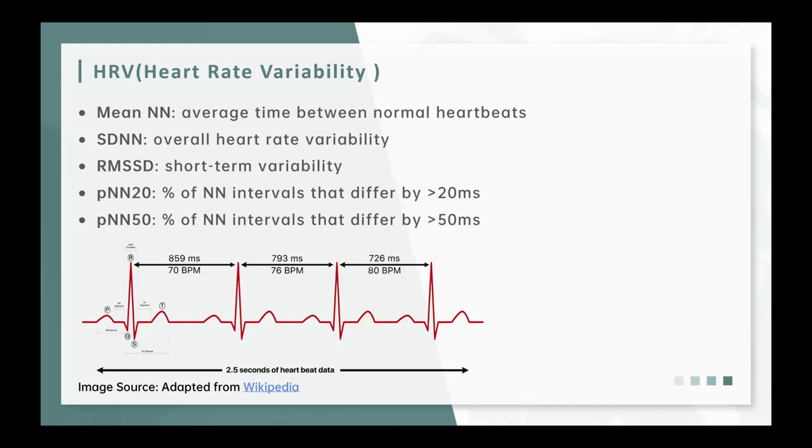The first feature, mean NN, is the average time between normal heartbeats. And then the SDNN shows how much this NN interval varies overall. It reflects the total variability in heart rate. RMSSD measures how much the interval changes from one beat to the next. It shows short-term fluctuations. pNN20 and pNN50 mean the percentage of neighboring NN intervals that differ by more than 20 or 50 milliseconds. Together, these features describe how heart activity changes over time, especially during sleep.